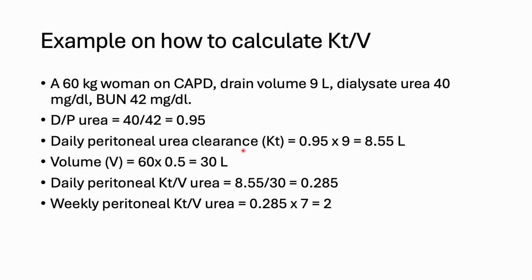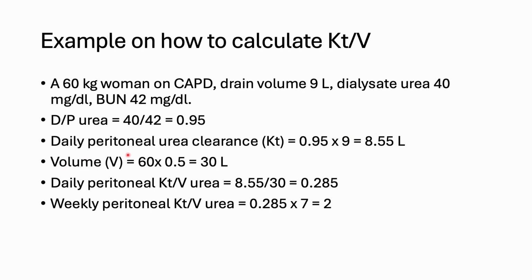Now the clearance, the KT. This is the D over P times 9, the drain volume for 1 day. It's 8.55 liters. So this is the daily peritoneal urea clearance. And we achieve that again, we divide the urea in the dialysate by the urea in the plasma, and we multiply that by the drain volume. So this is how we got the 8.55.